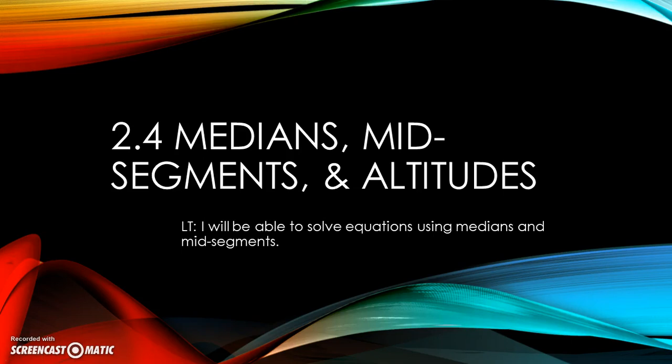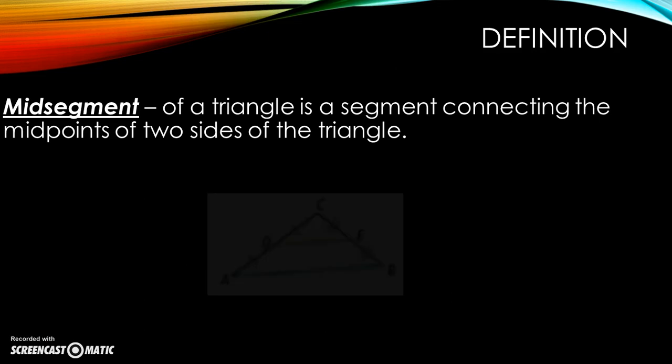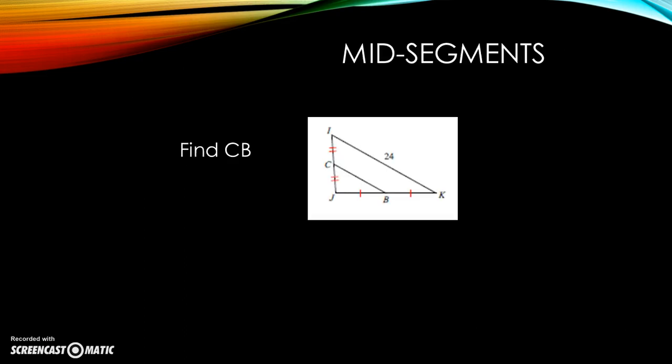Welcome to 2.4. This is medians, midsegments, and altitudes, as well as perpendicular bisectors and angle bisectors. We're going to start with what a midsegment is. A midsegment is a segment connecting the two midpoints of a triangle. So the idea is it goes right through the middle of the triangle.